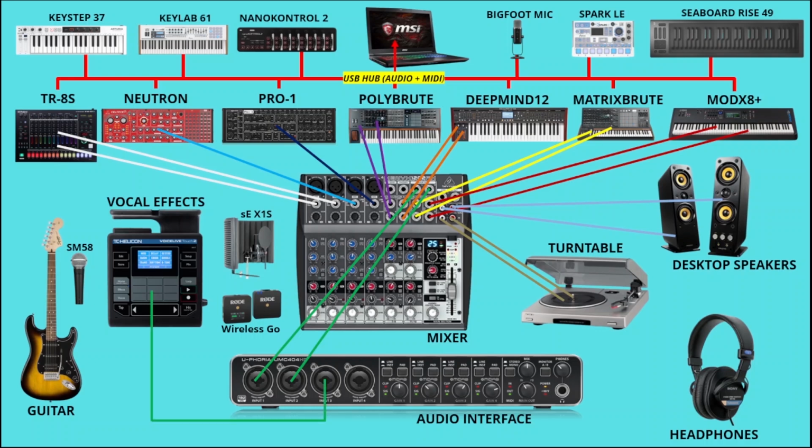The vocal effect unit then connects to input 3 on the audio interface, allowing me to keep the vocals separate from the synths. You could of course connect a mic directly to the audio interface and apply effects after in your DAW. Then I connect whichever mic I want to use to the vocal unit, dependent on what I'm doing.